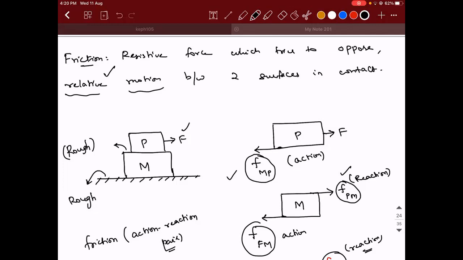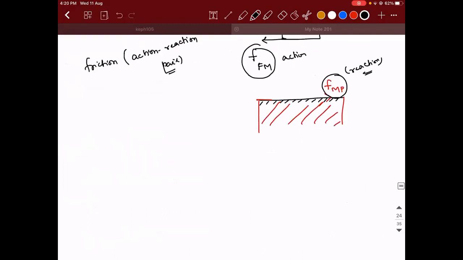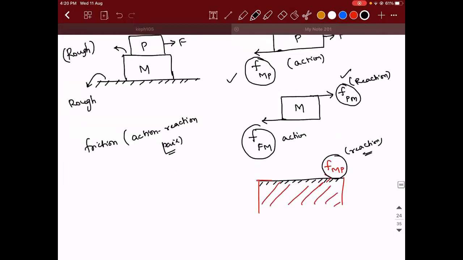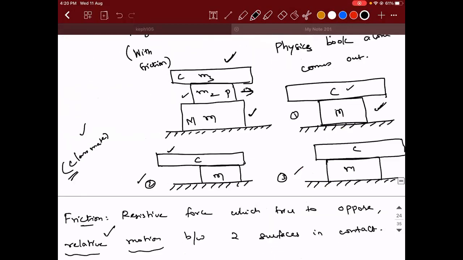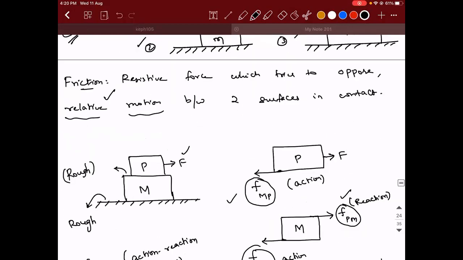Am I clear, guys? Yes, sir. We'll move on to the next point now. So we understood what is friction and how friction will act. Friction will always exist as an action reaction pair. If you need to say any force is an action reaction pair, action and reaction should be on two different objects. They should not be on the same object.